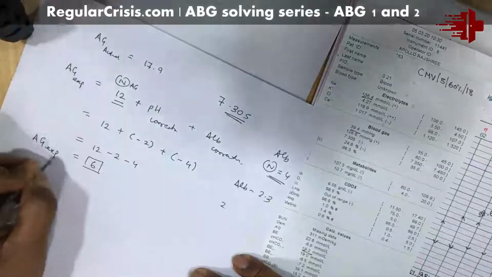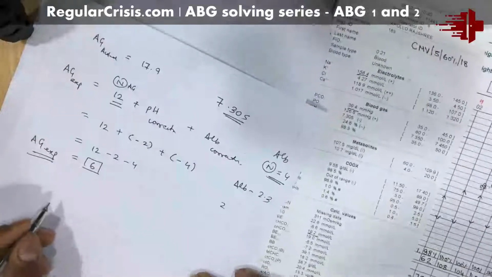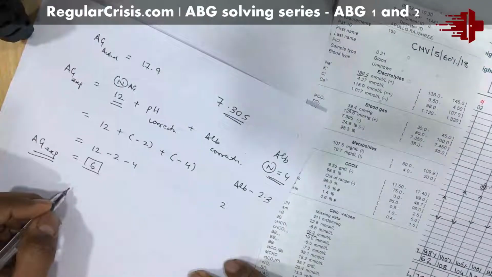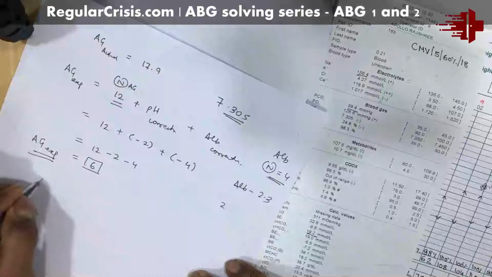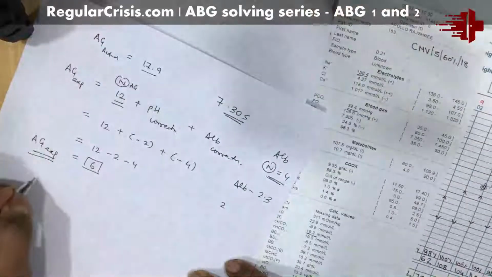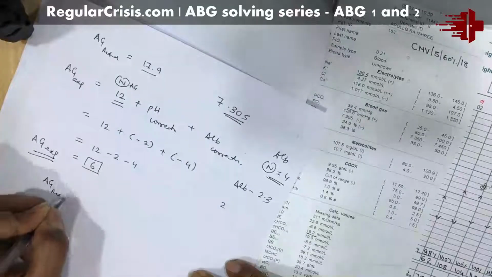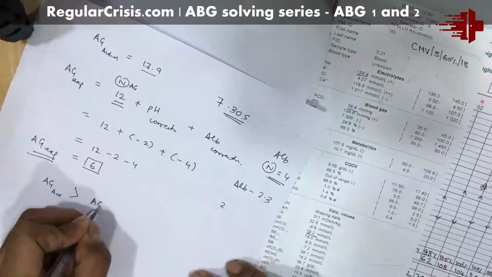So what will be your expected anion gap? Expected will be 6: 12 minus 2 for the pH correction, minus 4 for the albumin correction. So our expected anion gap is 6, and what was our actual? It was 17.9. So definitely this is a high anion gap metabolic acidosis, because it's more than the expected plus or minus 2 range, meaning above 8.